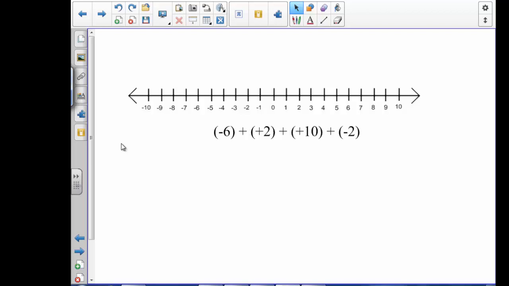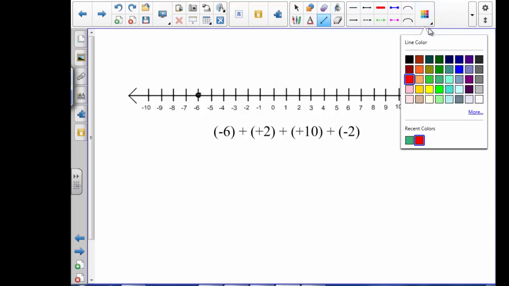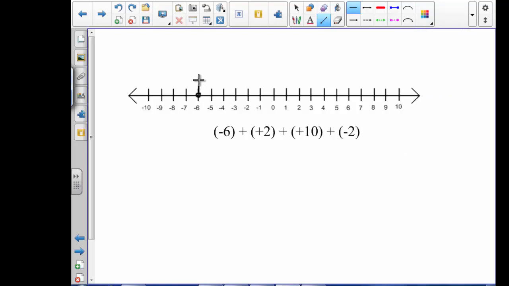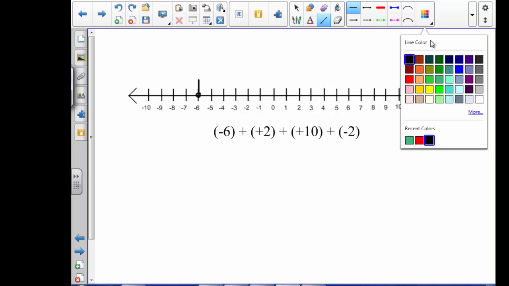So the first step, I locate the first integer. As you can see, the first integer is -6, so I'm going to locate -6 on the number line. I'm going to use the black color, and I'm going to go one step up to be able to add the second operation. So I'm going up a little bit, and now I'm adding +2. Right away, because it's +2, I'm going to the right 2 steps. I'm not going to 2. I'm moving 2 steps to the right.